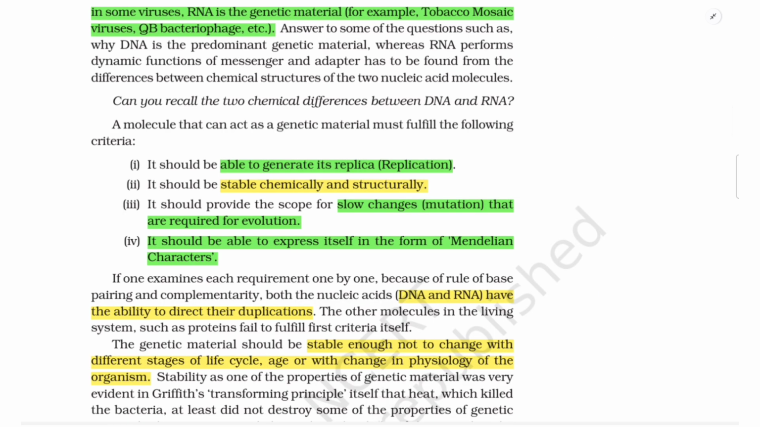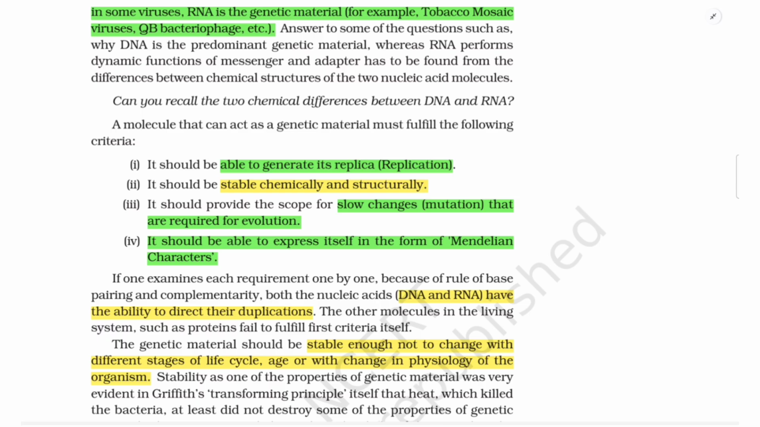Answers to some of the questions, such as why DNA is the predominant genetic material whereas RNA performs dynamic functions of a messenger and adapter, are to be found from the differences between the chemical structures of the two nucleic acid molecules. Can you recall the two chemical differences between DNA and RNA?